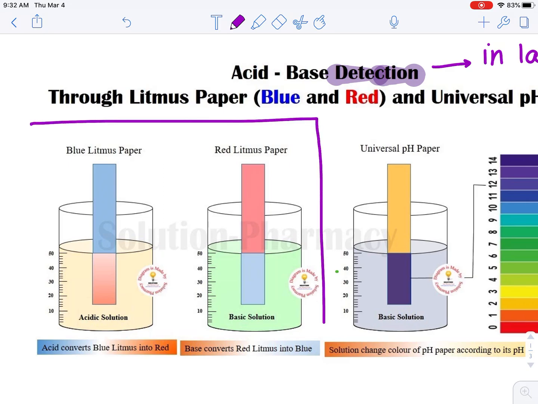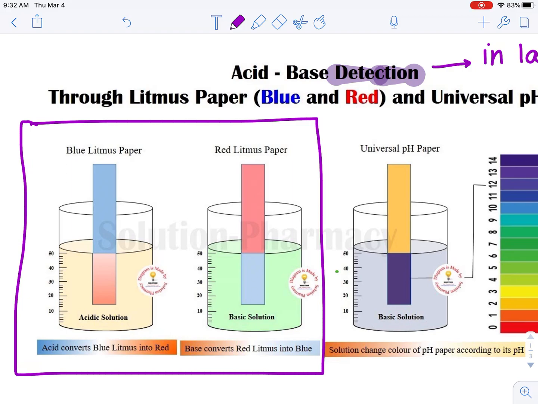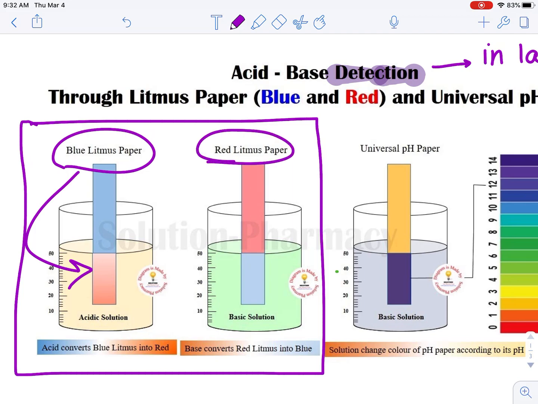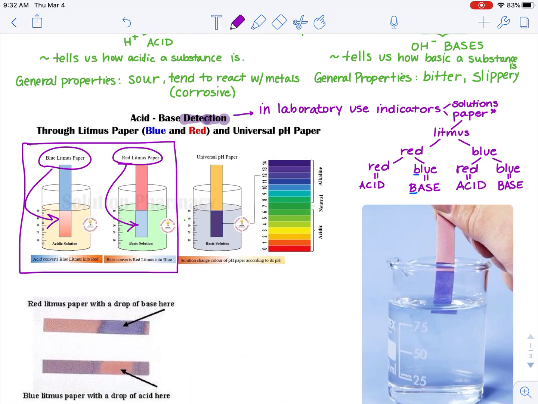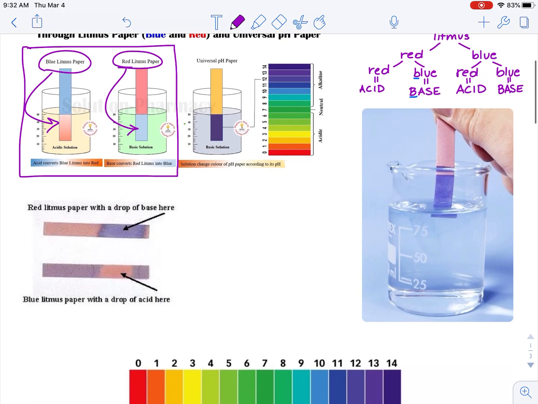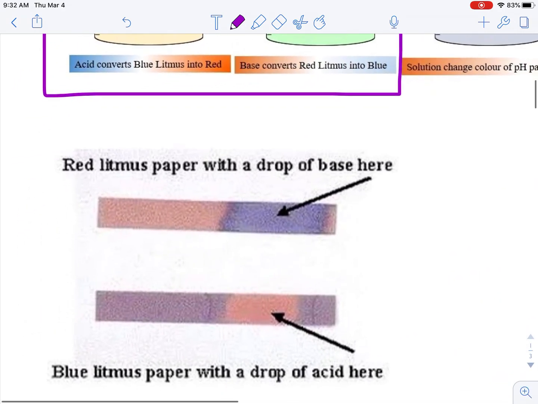Let's look now at the images. This illustration or graphic, what I'm putting in the purple box here, is showing you blue litmus paper turning red when it's dunked into the solution, and red litmus paper turning blue when it's dunked into the solution. Based upon our notes, though, the litmus paper can still stay the same color.